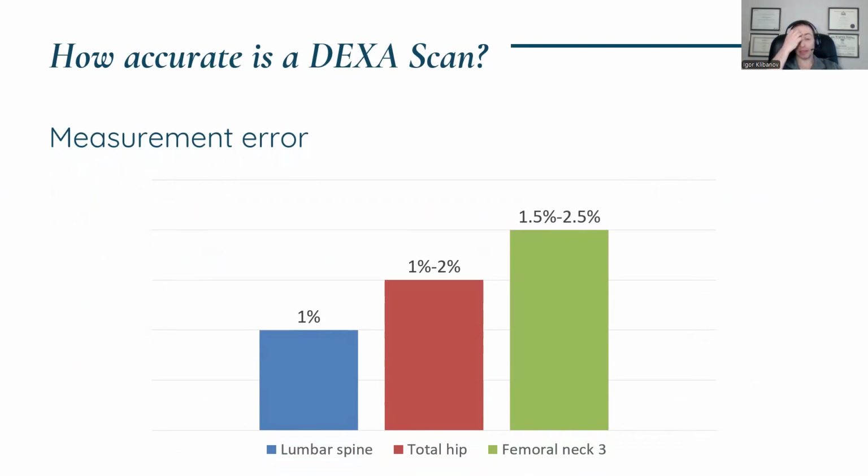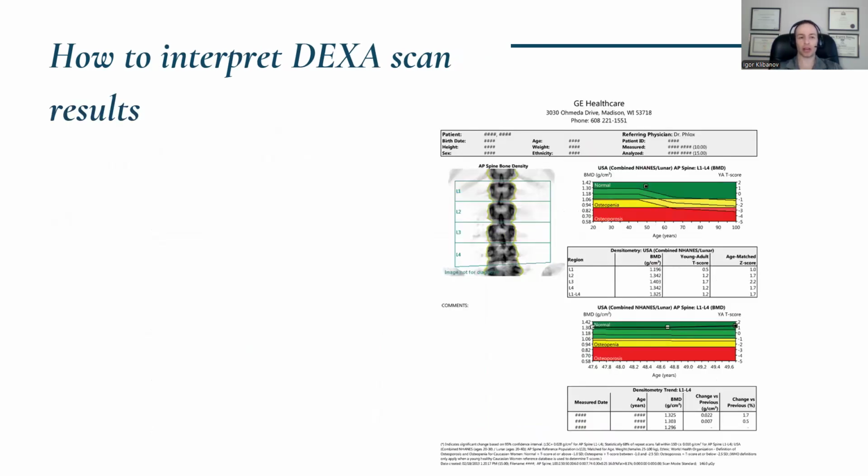That means that if your DEXA scan says that you improved by 1% in your lumbar spine, you should really be asking yourself, is that really an improvement? Is that me holding my bone density, or is that just measurement error? So now let's talk about how to interpret your DEXA scan results. Let's go section by section and see what these sections mean.